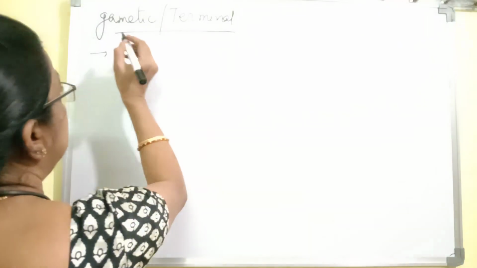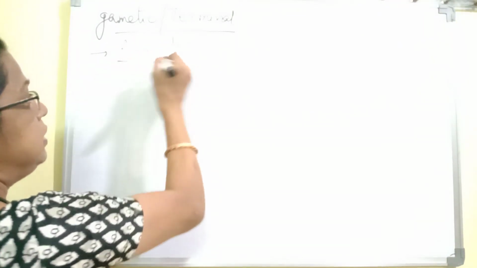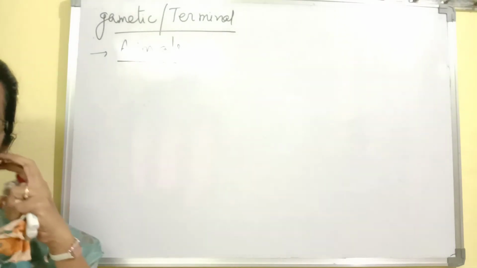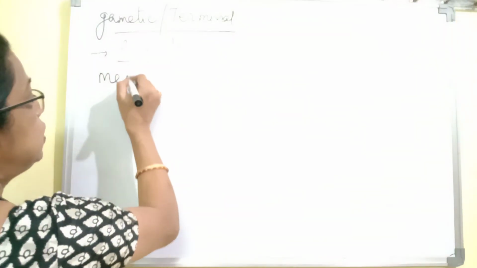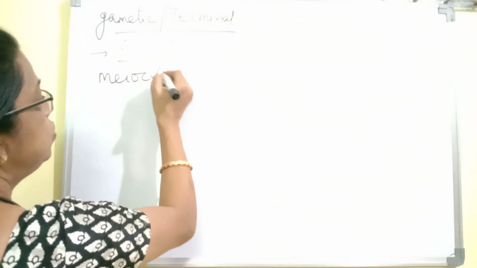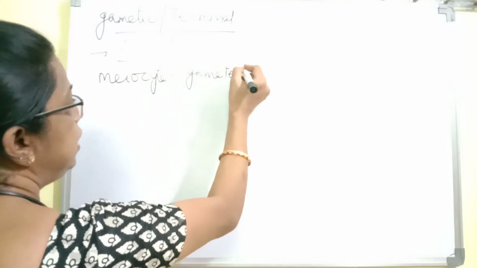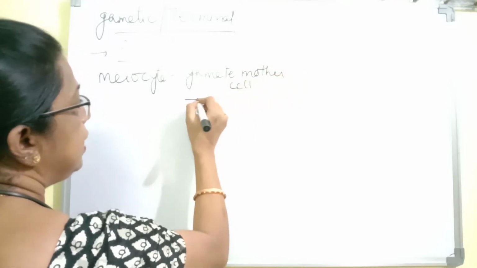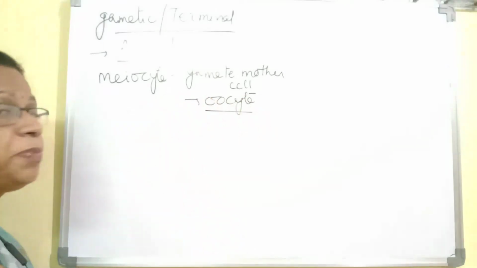This is found in animals. In animals, including humans, there is no spore formation. There is only gamete formation. So here the meiocyte will be a gamete mother cell, like we call it an oocyte or spermatocyte.